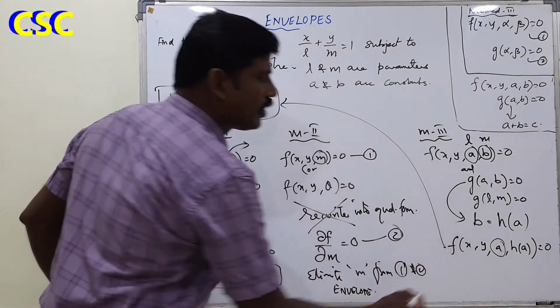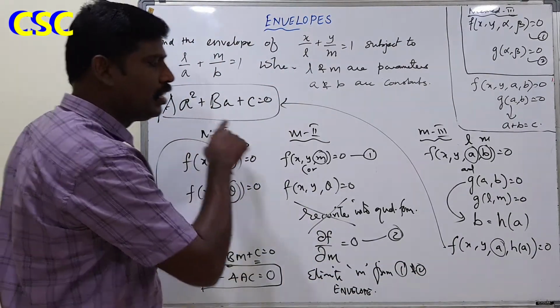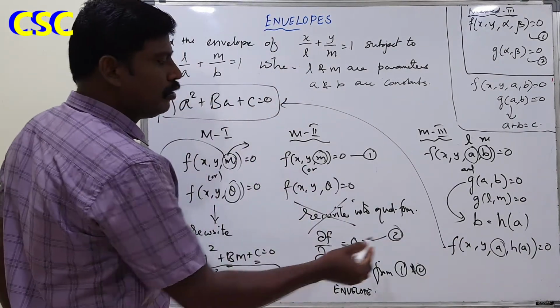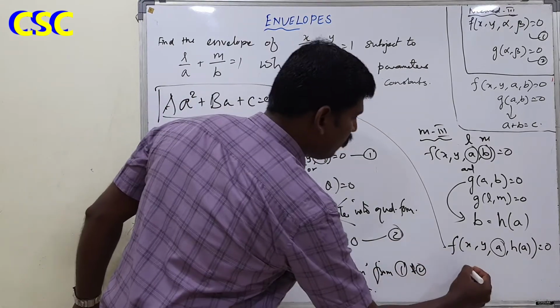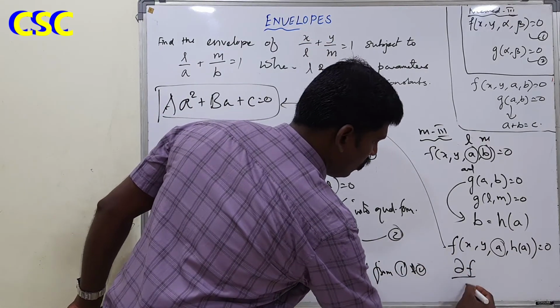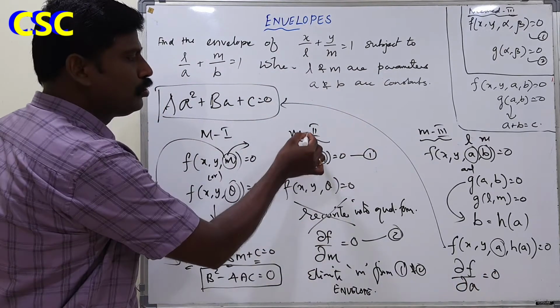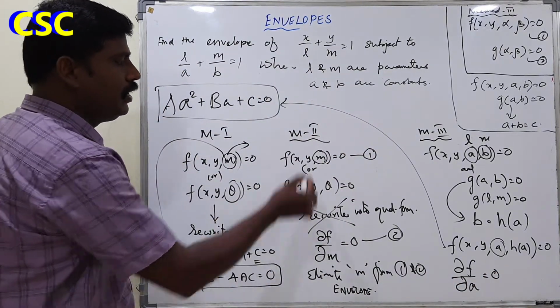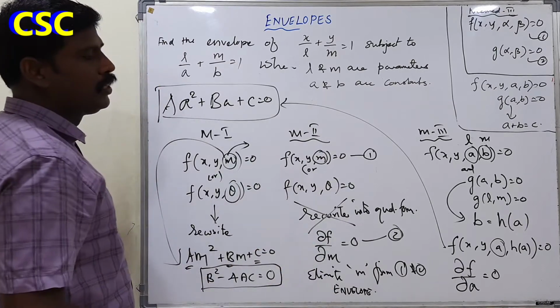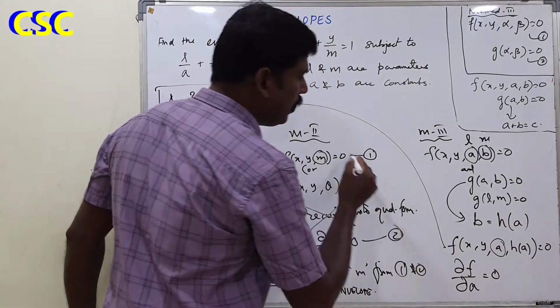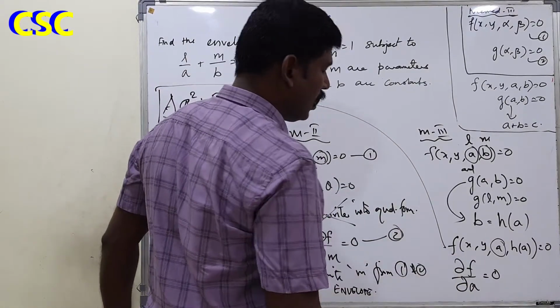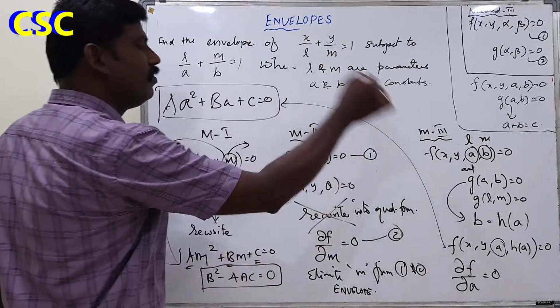Suppose this equation cannot be transformed into a quadratic equation in A. Then take the derivative of this function with respect to A and proceed as usual, as we have done in method 2, to find the envelope of the given family of curves.